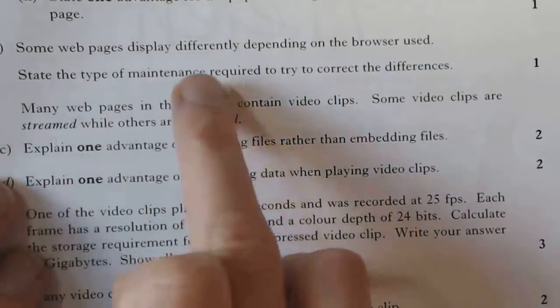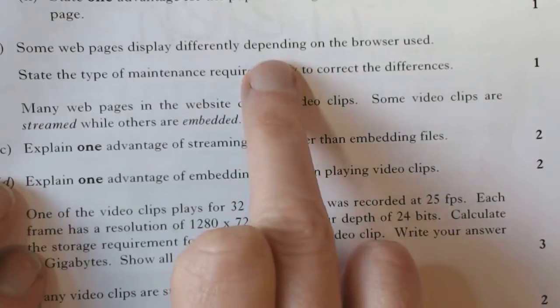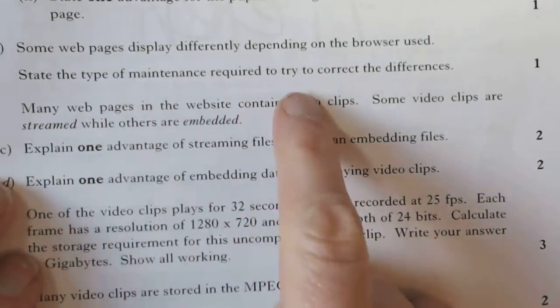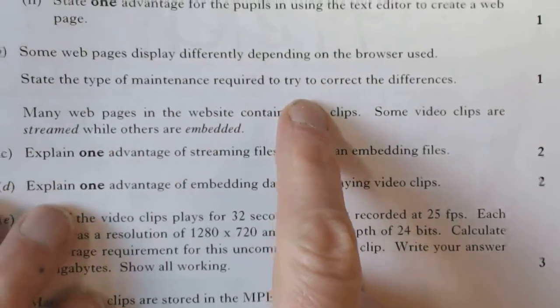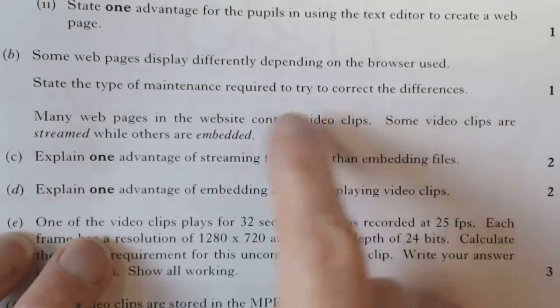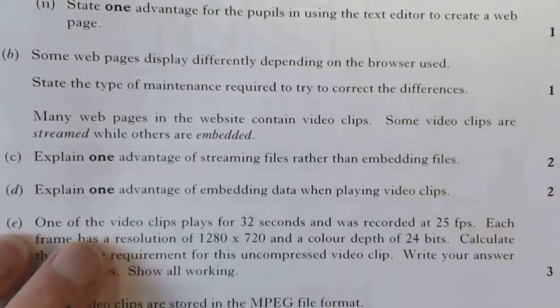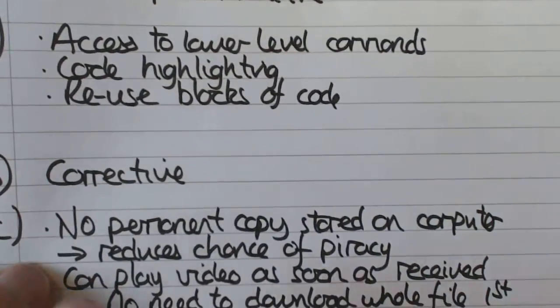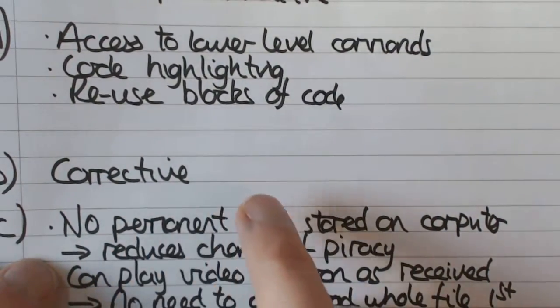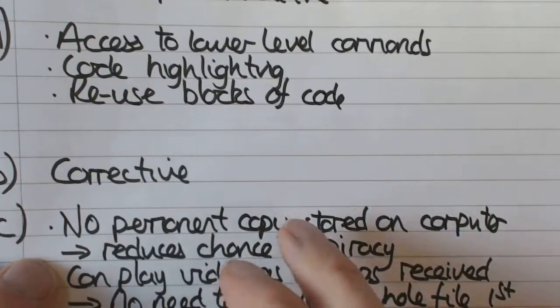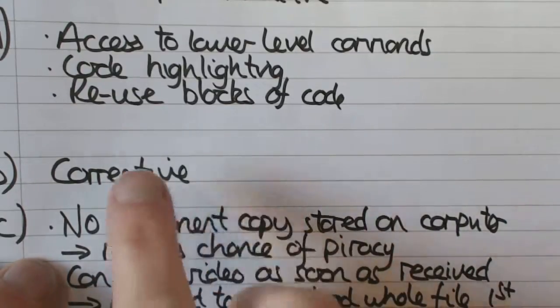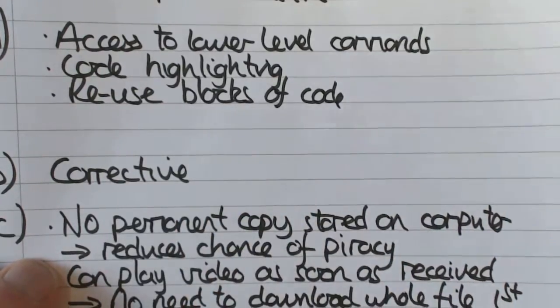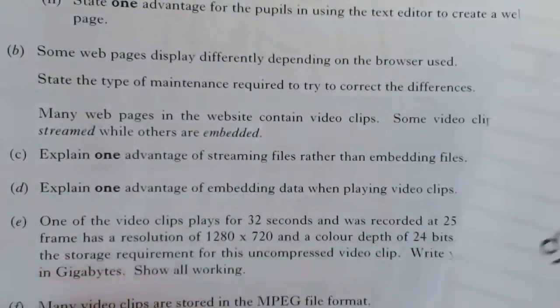Now, what we've got is that some web pages are different in different browsers. What type of maintenance is used to correct the differences? Hopefully that is a wee hint. Okay, so that's something you're looking at: corrective maintenance. I think it also accepts adaptive because you're having to adapt it to another browser. Okay, but that's one that you'll definitely get your mark with as well.